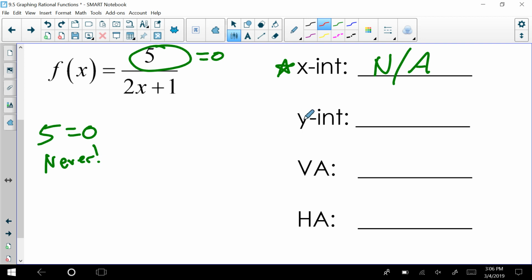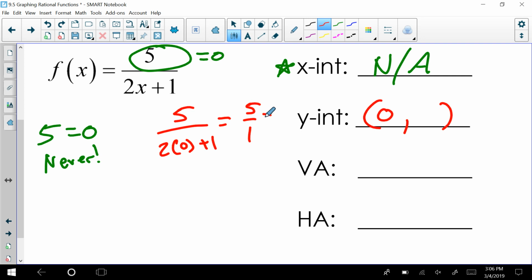Now the y-intercepts, well, that's when I plug a 0 in for the x. Okay, well then that's 5 over 2 times 0 plus 1. Well, that would be 5 over 1, which is equal to 5. So this is a 5. Okay, and I should only have one here, so I found the one. I'm done.